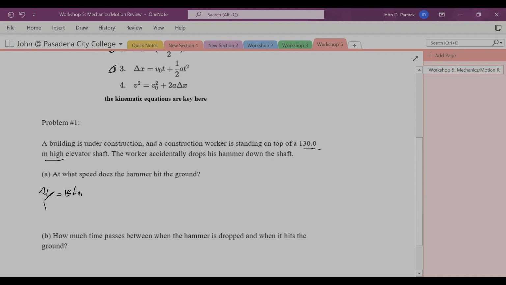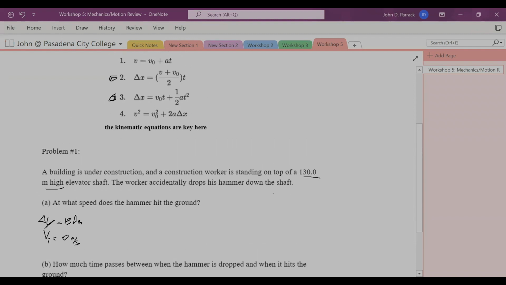So we drop the hammer, right? We don't throw it down the shaft. So initially, can't we say that the initial velocity is equal to just 0? Don't we just drop it? Doesn't it just start with no velocity? And then the only thing that's making it fall is gravity, right? We didn't force it to go down. Only gravity did that. So initially, the velocity is 0 meters per second. Note that there. Okay. Any other information?